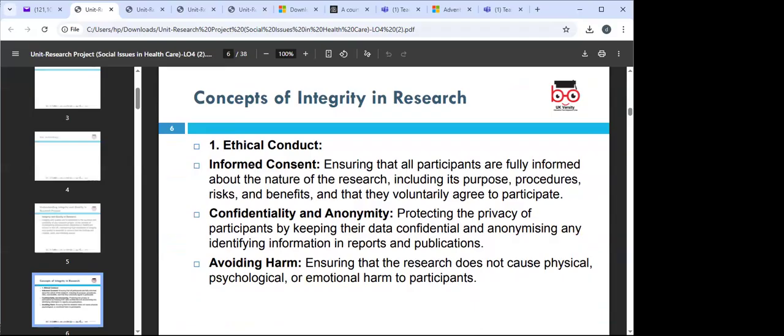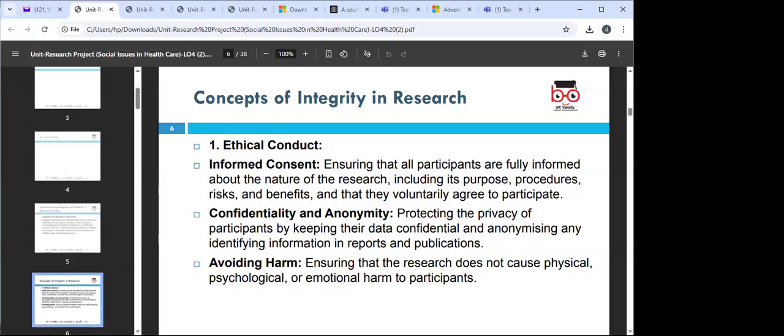Ethical conduct and informed consent: ensuring that all participants are fully informed about the nature of the research, including its purpose, procedures, risks, and benefits, and that they have voluntarily agreed to participate. So you have their consent. It is ethical. Those you seek to gather information from through questionnaires and all that, you've duly informed them.